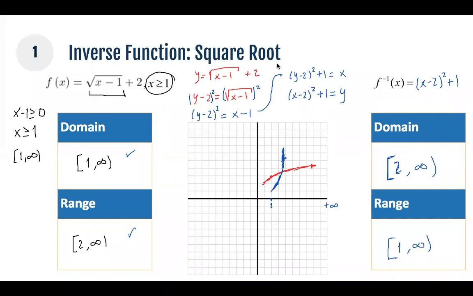And if you use the test by sketching this imaginary line, y is equal to x, it should end up being a reflection of the original function over that line. And it looks like we got it right.